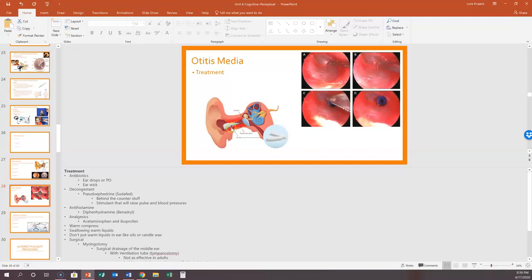It's this little spongy material that's inserted into the canal, and then we actually drop eardrops onto this little earwick, and then that will start to allow the inflammation to go down because of that localized antibiotic treatment. Eventually that earwick will just fall out when it's ready to.